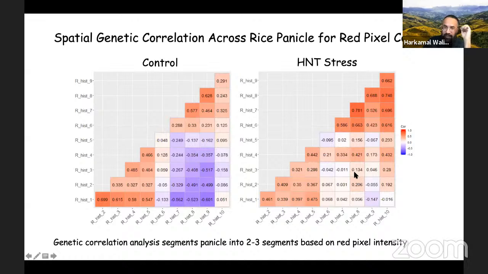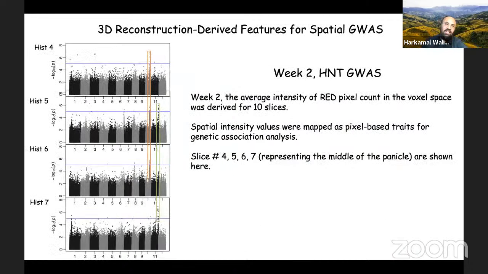So what we did next was we took each of these segments and the traits that we derived from them, and then we performed GWAS. I wanted to give you a sense of the kind of things that you see. There are many significant ones that we are trying to follow up, if they're not just transposons. But you see these correlations for hist 4 and 5.